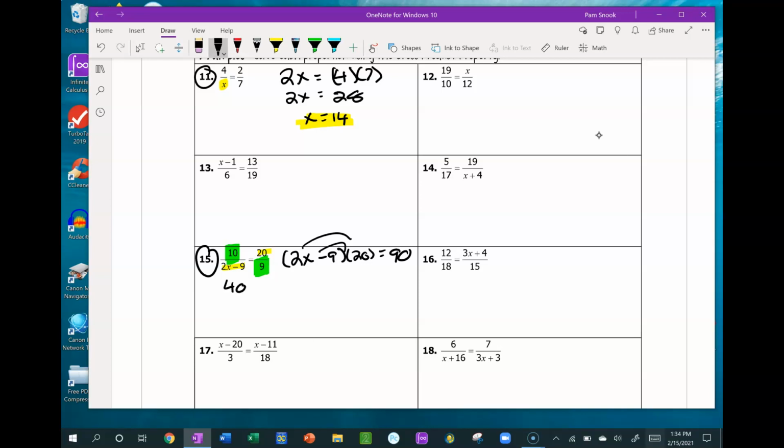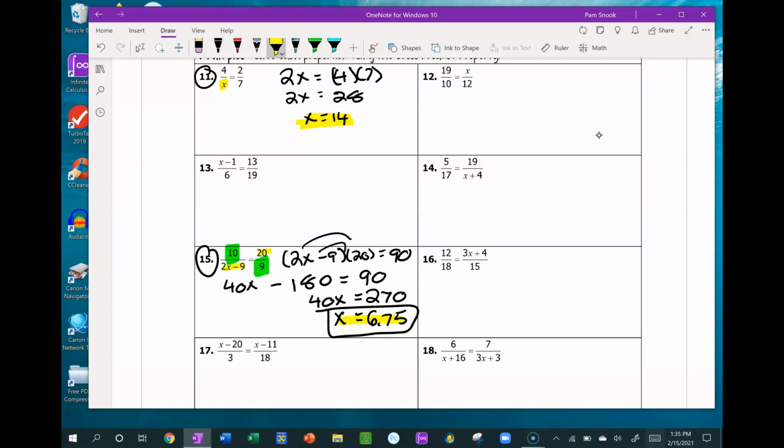So I'm going to do the 2x times 20, which is 40x, minus 180 equals 90. Now I'm going to add 180 to both sides. So I get 40x equals 270. And then just divide both sides by 40. So grab your calculator. Now I'm going to do 270 divided by 40, and I get 6.75, and that's our answer for that one.